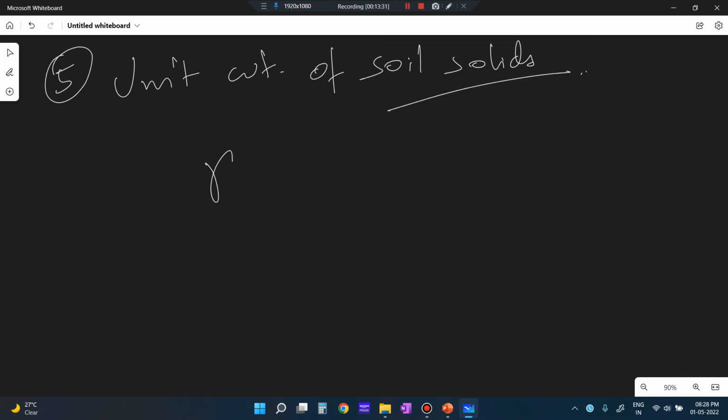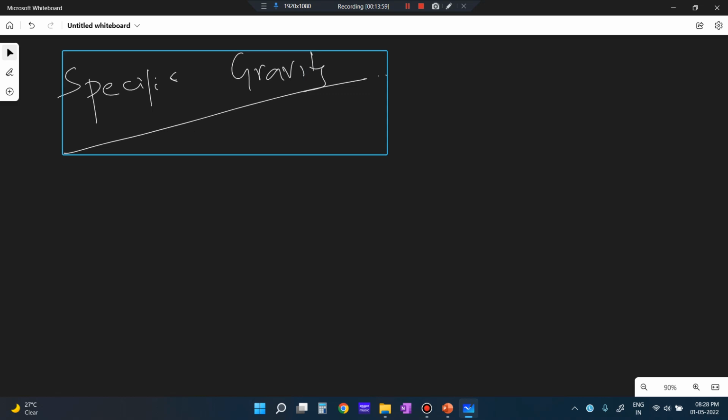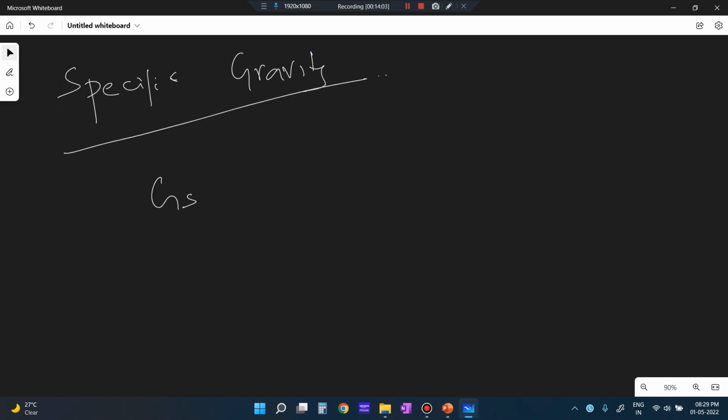Number 5, unit weight of soil solids, gamma S. Well, it is the ratio of weight of the solids or dry soil divided by volume of solids. Specific gravity. Well, specific gravity of soil solids is the ratio of the unit weight of solids to that of water. So you can write unit weight of solids to the unit weight of water.